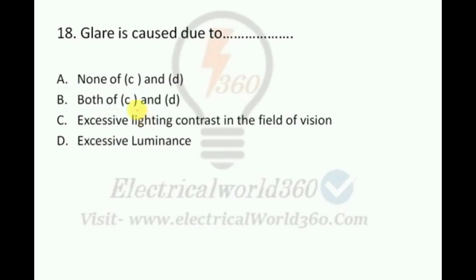Okay. This is question number 18. Glare is caused due to none of these, C and D, or both C and D. Option C is excessive lighting, contrast in the field of vision, and excessive luminance. So here in this case option B will be the right answer. Both C and D are correct.